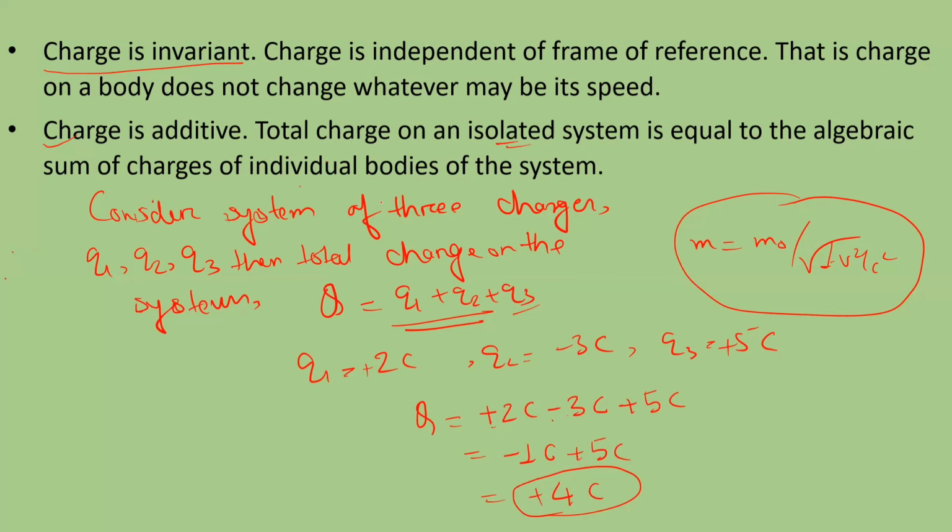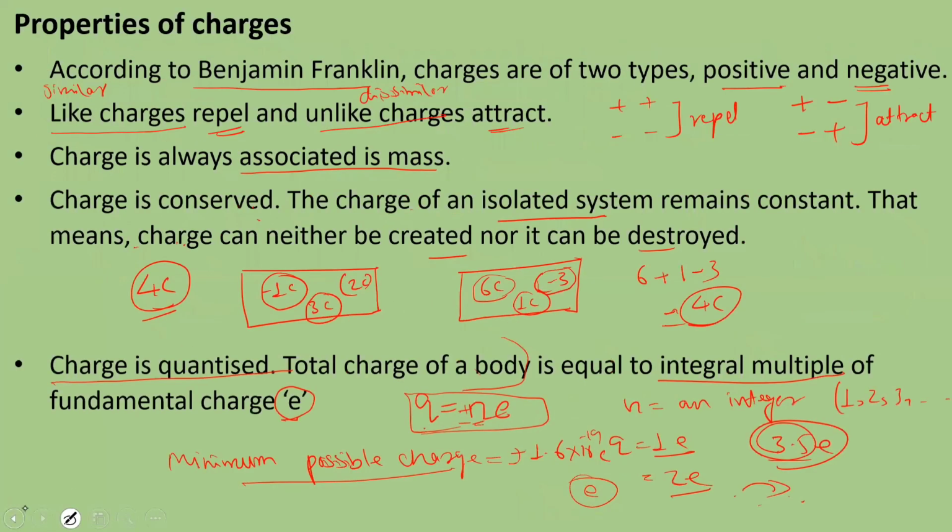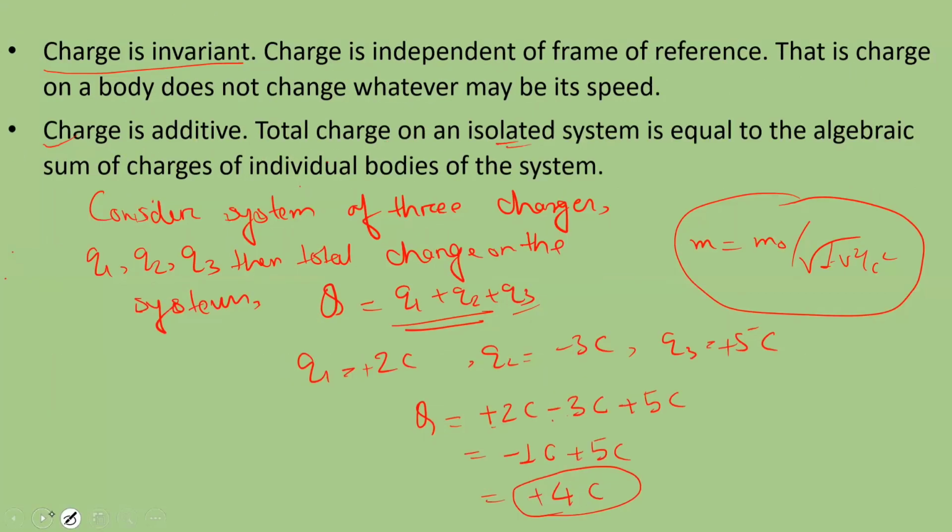So I think this is very clear. These are the properties of charges, which are very easy. I don't think it's that tough. Just remember, you have two types of charges: positive charge and negative charge. Like charges will repel and unlike charges will attract. Charge is conserved, charge is quantized, charge is invariant, charge is additive.